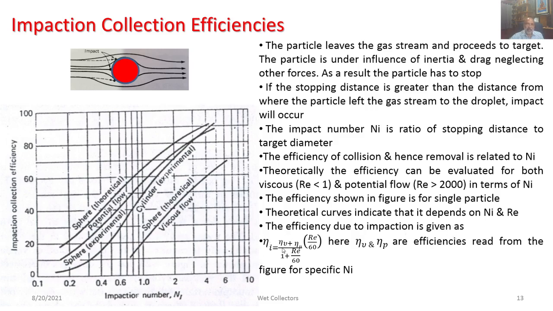In order to do so, this efficiency due to the impaction theoretically is given as eta I is equal to eta V, which is the efficiency caused because of the viscous flow, and eta P, the efficiency caused because of the potential flow. Here in the numerator it is multiplied by RE by 60, whereas in the denominator the value is 1 plus RE by 60. Here these efficiencies for viscous flow and potential flow are obtained for a particular impaction number over this particular sketch, and accordingly the theoretical efficiency is worked out.